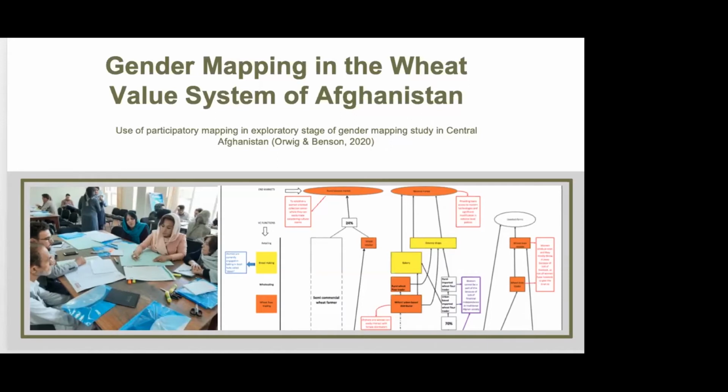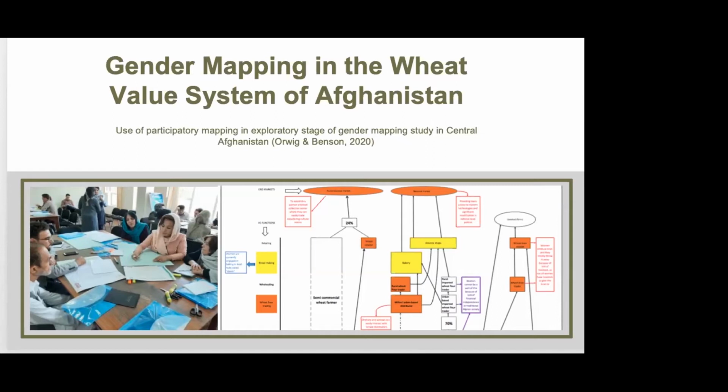And this audience happened to be fairly educated, on average, at least high school educated, and so we were able to use words and diagrams and things like that. But you can also use this sort of mapping using symbols and objects in the community as well. And so we use this as a way to very preliminarily understand where women were engaged in the wheat value system of Afghanistan, and also what were some of the perceived barriers.